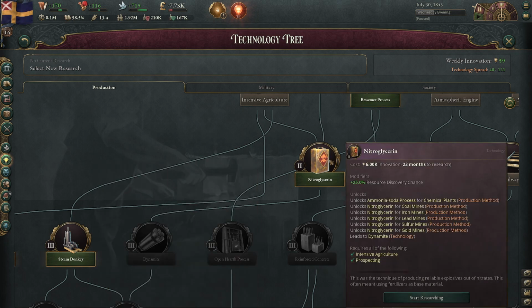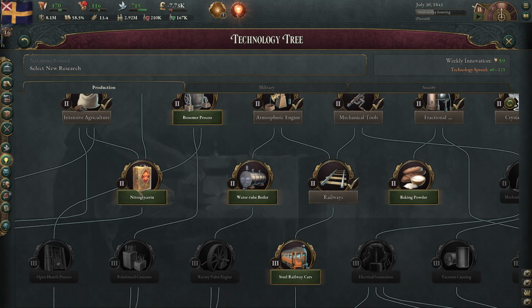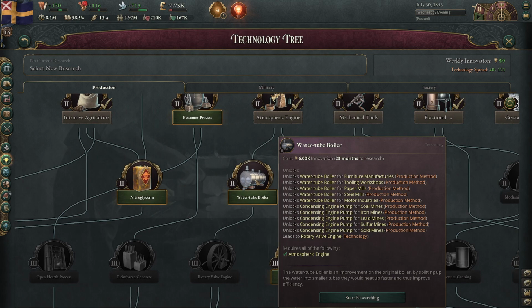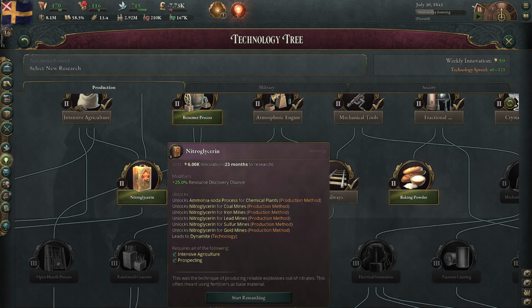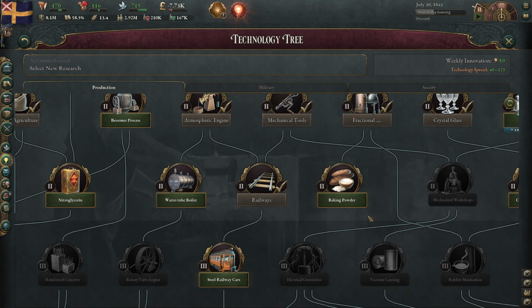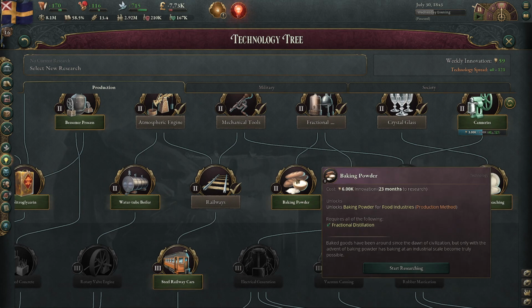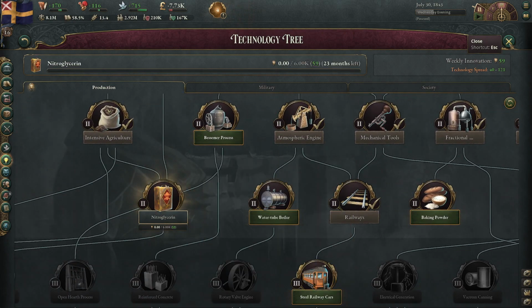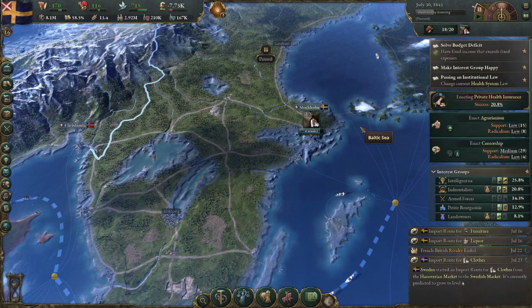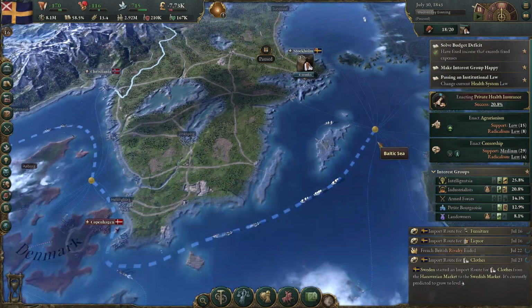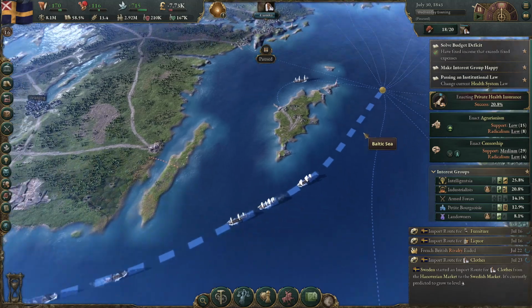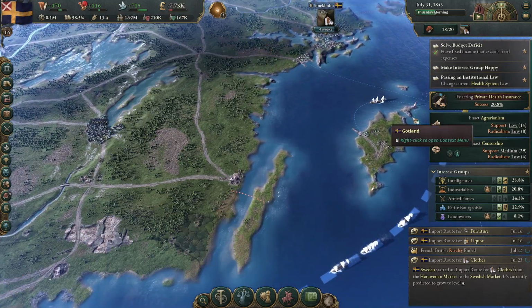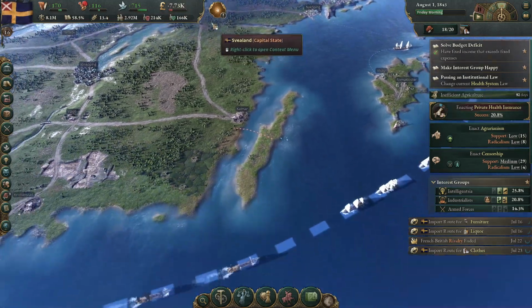Steam donkey, we could put a steam donkey in the mine as well. That would take 7 years. Well, it's only going to take 23 months. And we've got a water boiler here. I think we're going to go for nitroglycerine. Actually, we've got baking powder here, actually. What's this? That's 23 months. I think we'll go nitroglycerine. Intuitively, if we can improve the quality of our mines, we might get something going here. Now we do need to solve the budget deficit, so we're just going to let that run forward.